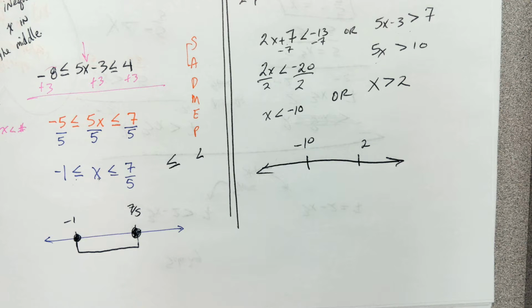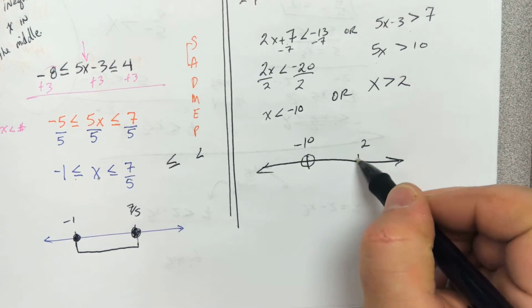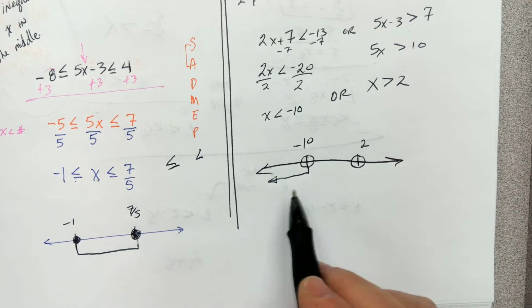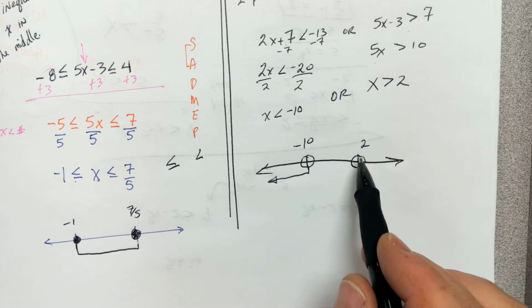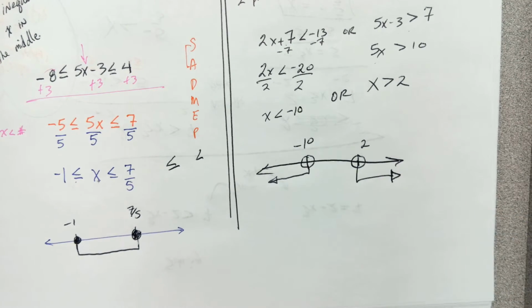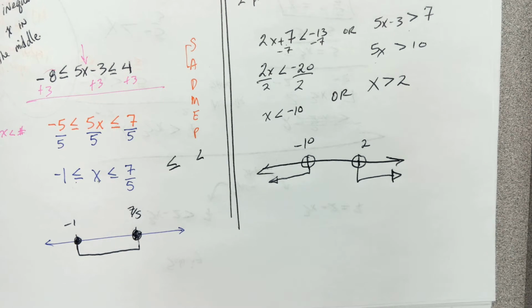Got to be careful. Circle or dot? Circle's open. Both of them circles. X is less than negative 10, like negative 11, negative 12, negative 13. That's that way. X is more than 2, like 3 is more than 2, 4, 5, 6, 7, 8, 9, 10. That way. See? It's like a boat. The oars are sticking out the side. Oh, wait, what happened? I connected them. Oh, yeah, that would be an and.